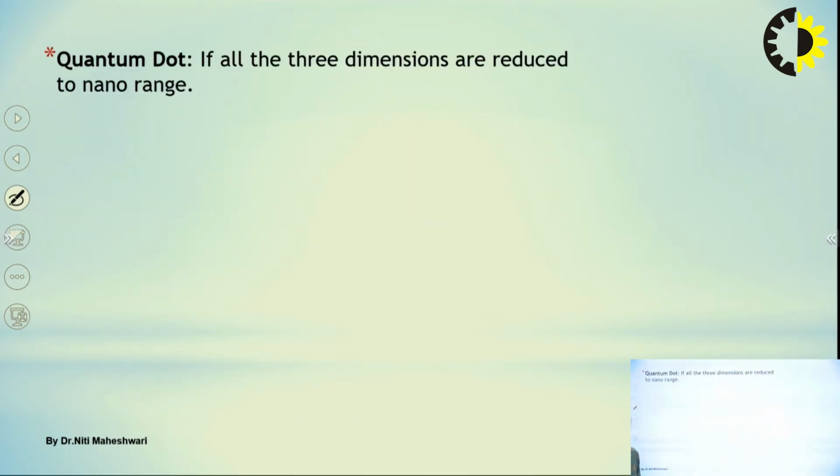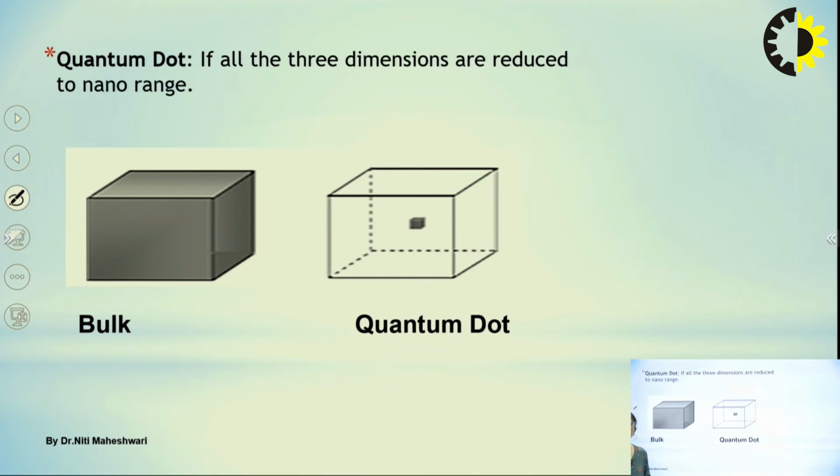And last is the quantum dot. If we break down the bulk material in all its three dimensions, or bring the bulk material to the nano size in all three dimensions, then it is termed a quantum dot. And these quantum dots are utilized in photodynamic therapy for the treatment of cancer.